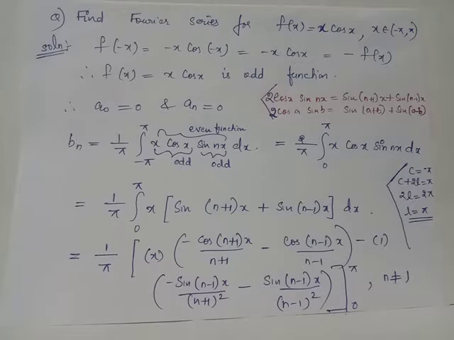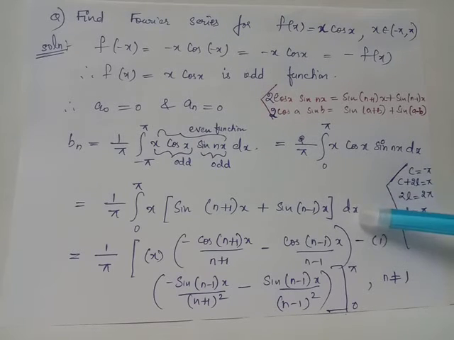Since we have the trigonometric identity, 2 times cos A sin B equals sin of A plus B plus sin of A minus B, we can rewrite 2 times cos x sin nx equals sin of n plus 1 into x plus sin of n minus 1 into x. Thus, we arrive at this integral.